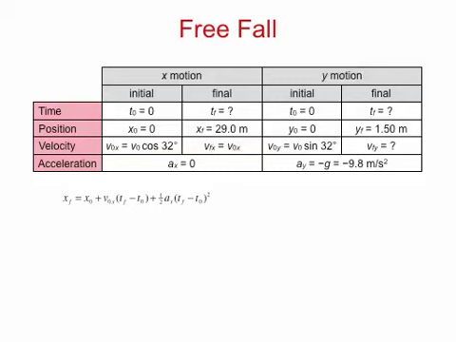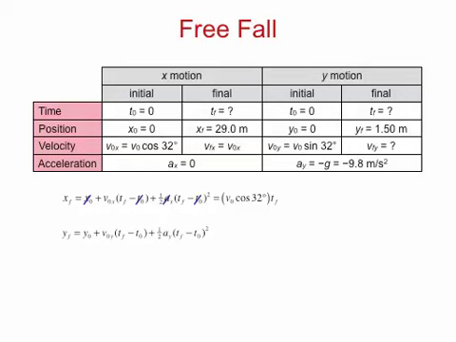We start with the first constant acceleration equation for the x motion. Since t0, x0, and most importantly a sub x are all 0, this equation simplifies to x sub f equals v naught cosine 32 degrees times t sub f. And since we know the value of x sub f, this equation only has v naught and t sub f as unknowns.